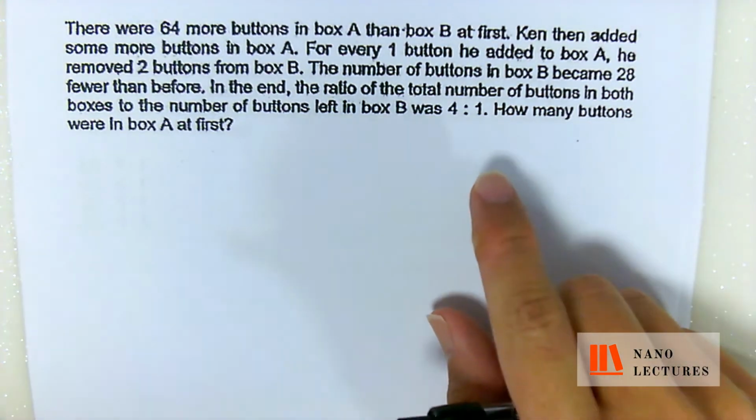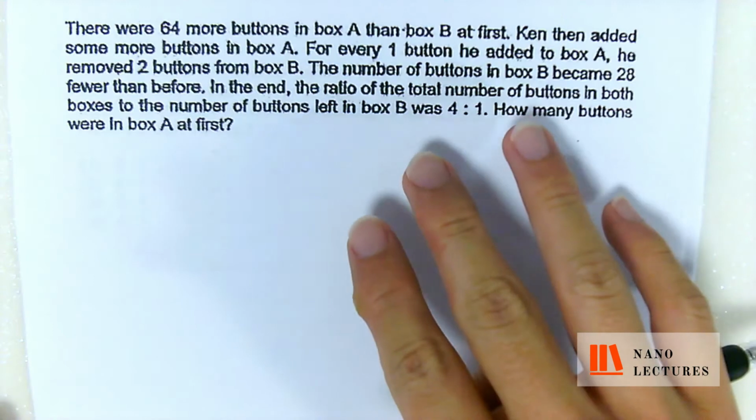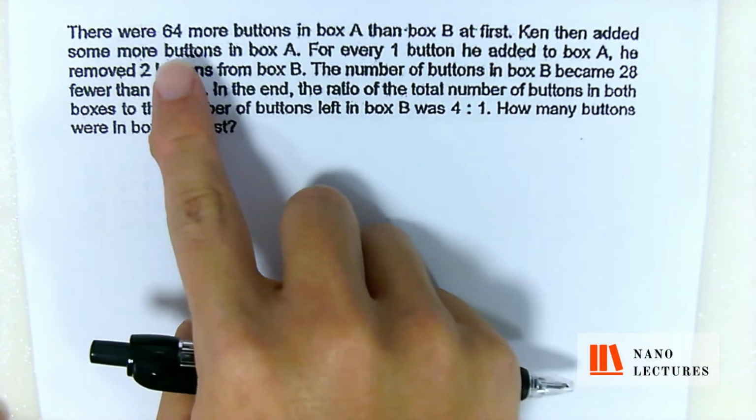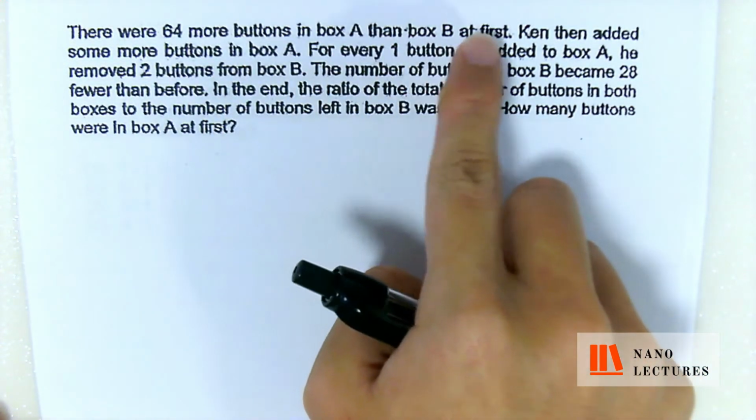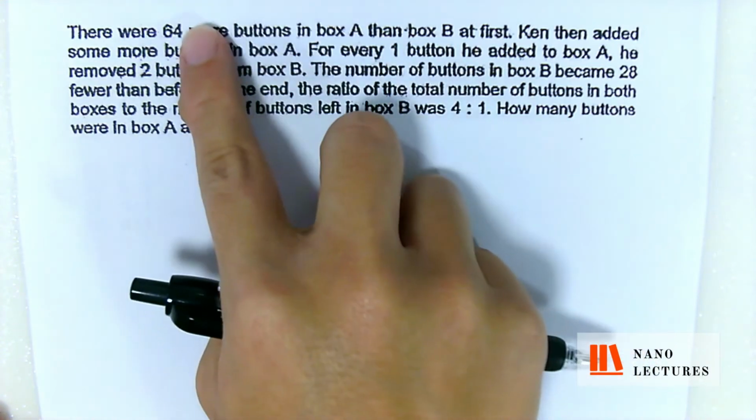This question is very difficult, so please listen up. It's really, really difficult. Now, they said that there were 64 more buttons in A than B at first. So in the beginning, A had more than B by 64 buttons.